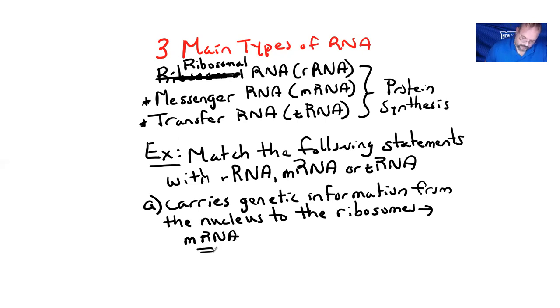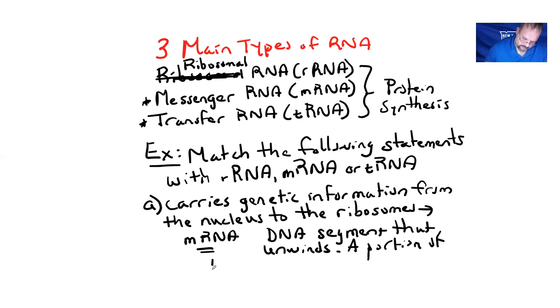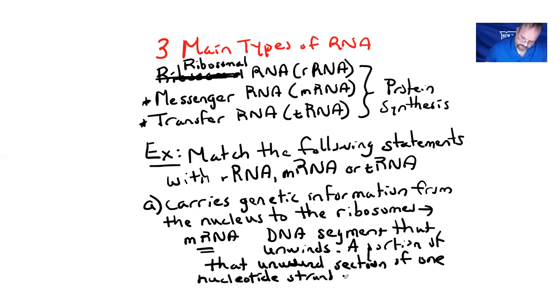So essentially, what you have is a DNA segment that unwinds, and a portion of that unwound section of essentially one nucleotide strand is used to make a messenger RNA.